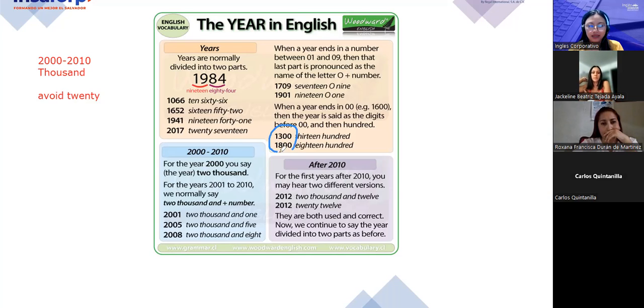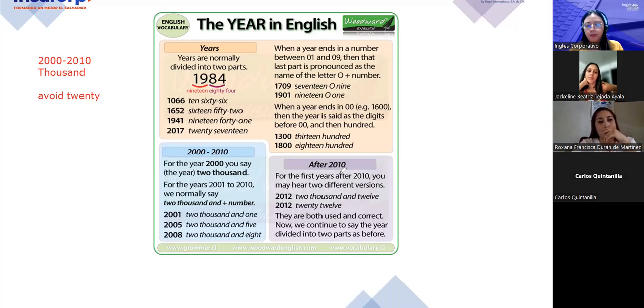Todos los años que estén antes del 2000, que terminen en esos dos dígitos, decimos hundred. Entonces acá no podemos decir 20 hundred, porque es parte de la excepción, decimos 2000. Yes?